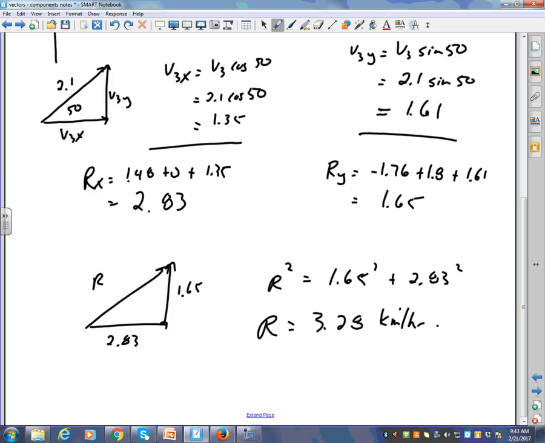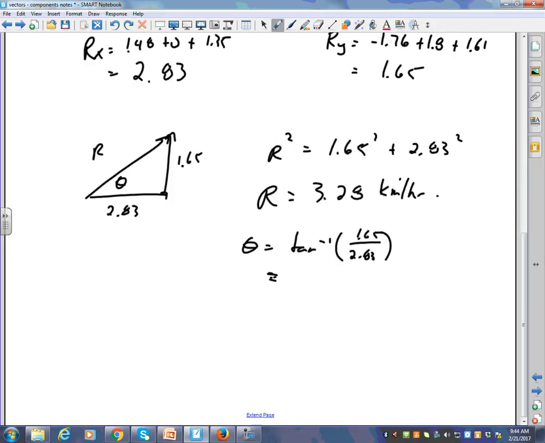And then you've got to go find your angle. Inverse tan, opposite over adjacent: opposite 1.65, adjacent 2.83. I get 30 degrees. So that's going to be east 30 north.